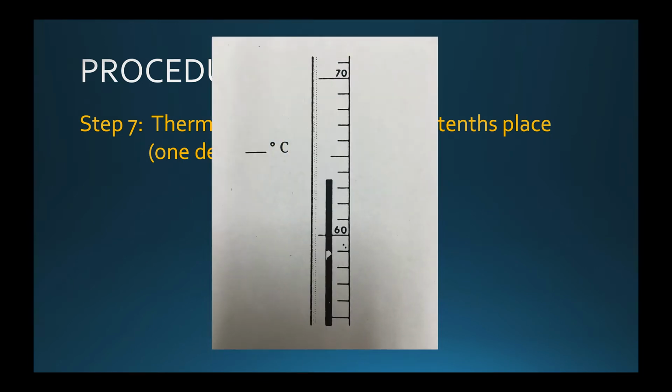So we can see we have a temperature here between 63 and 64. We can estimate that to the tenths place. So maybe you think this is 63.6. That's great, as long as you have a reading to the tenths place. Now that we understand that, let's get started with the lab.